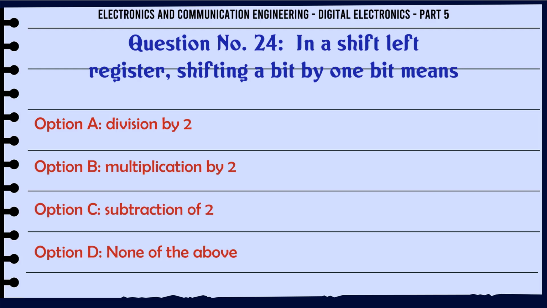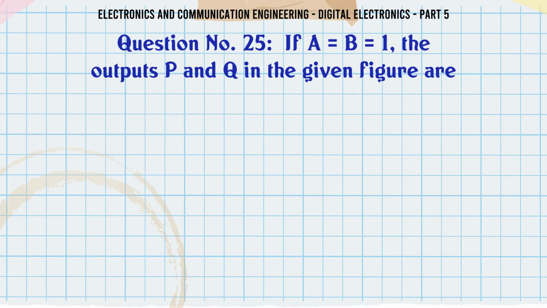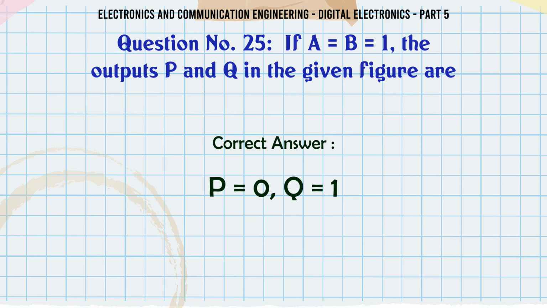2, C. subtraction of 2, D. none of the above. The correct answer is multiplication by 2. If A = B = 1, the outputs P and Q in the given figure are A. P=Q=0, B. P=0 Q=1, C. P=1 Q=0, D. P=Q=1. The correct answer is P=0, Q=1.